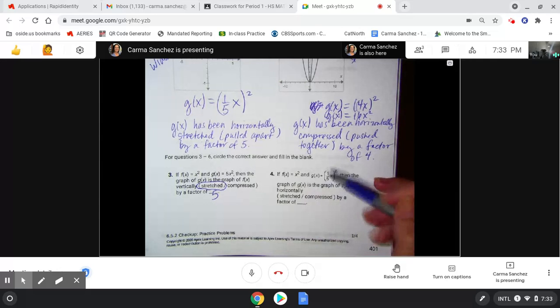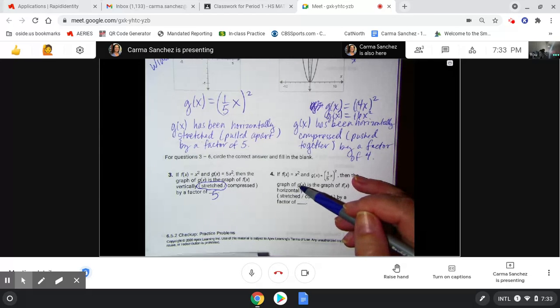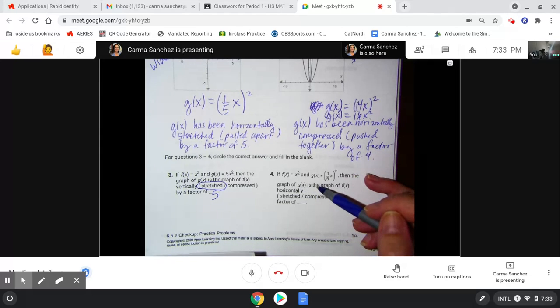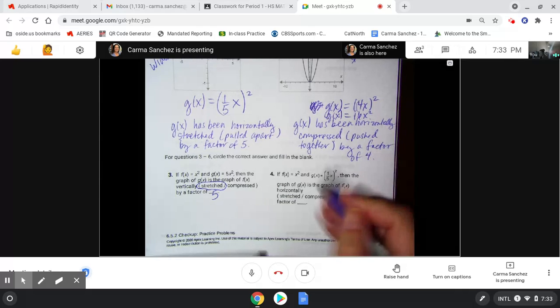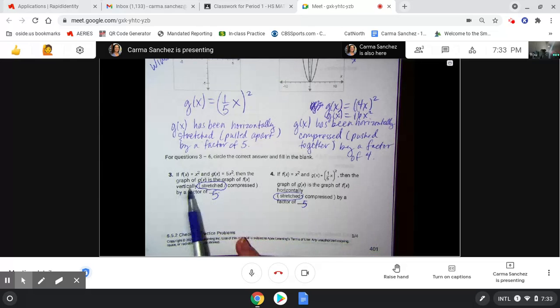How about this guy? If it's inside the parentheses with the input, then the graph of g of x is the graph of f of x that has been horizontally whatted? What do you think? Hopefully you said horizontally stretched by a factor of 5. So based on whether it's saying horizontally or vertically, you're going to look back at your study guide notes to look at those pictures and decide, even though there's a fraction in here, it's being stretched at a compression factor. Stretched at a factor of 5.